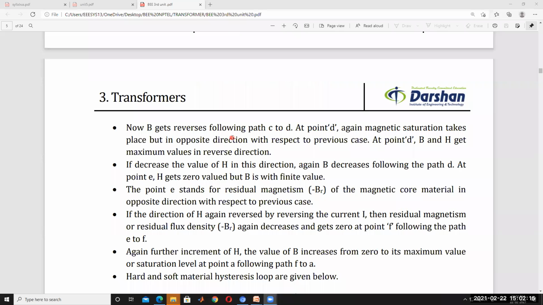Now B gets reversed and follows the path C to D, and at point D the magnetic saturation takes place again, but in the opposite direction with respect to the previous case. At point D, B and H get their maximum value in the reverse direction. It's clear.